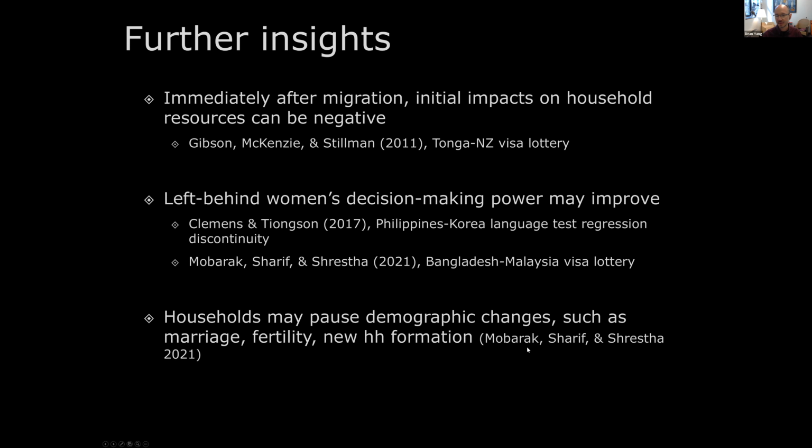That same paper also shows that there can be impacts on a wide range of other demographic areas. For example, marriage, fertility, and new household formation. All of these things may be delayed when migrants go overseas. So migration also has these social and demographic effects on households that have been identified in prior work, and also I think are just really fertile ground for future explorations.